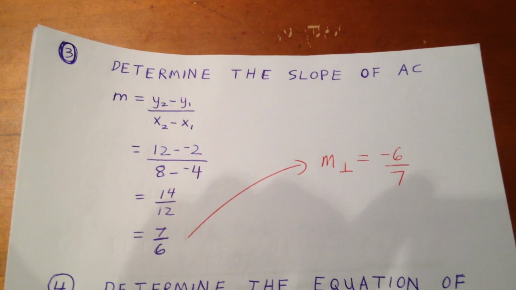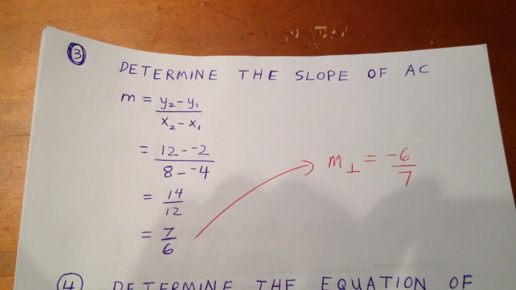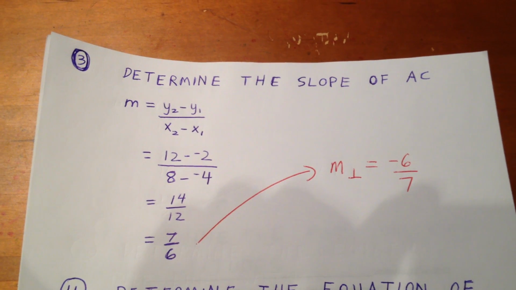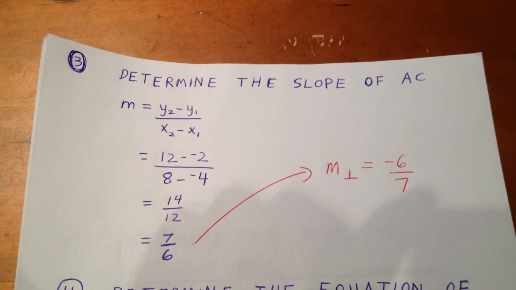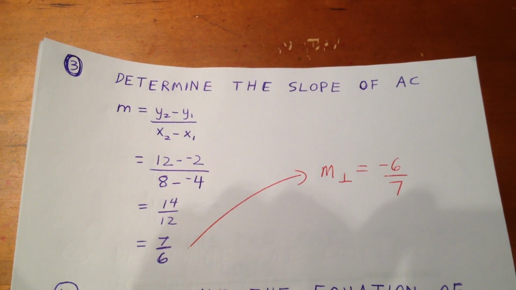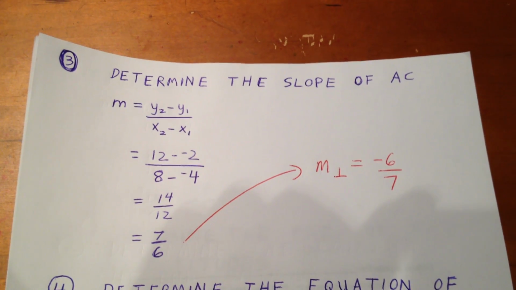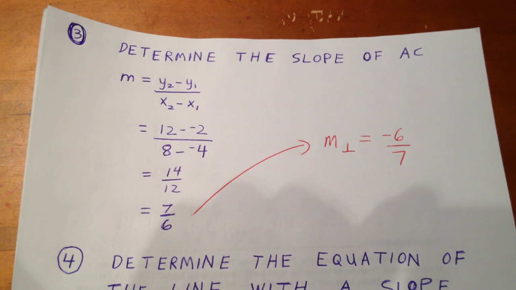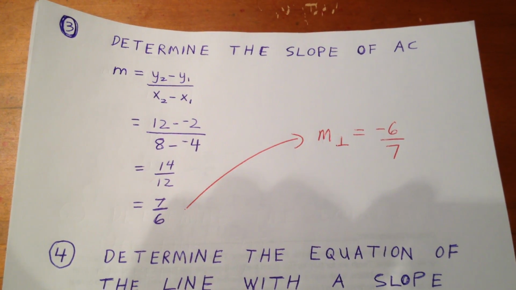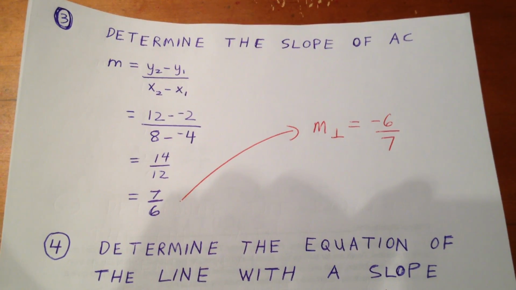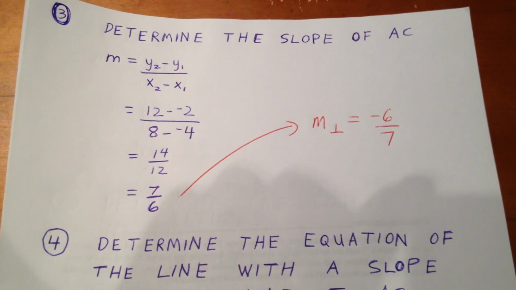All right, well, moving on, we want to determine the slope of AC so that we can find its altitude. So using the coordinates of A as x1 and y1 and the coordinates of C as x2 and y2, we get that the slope of AC is 14 over 12, which is 7 over 6, which means the perpendicular slope is -6 over 7.